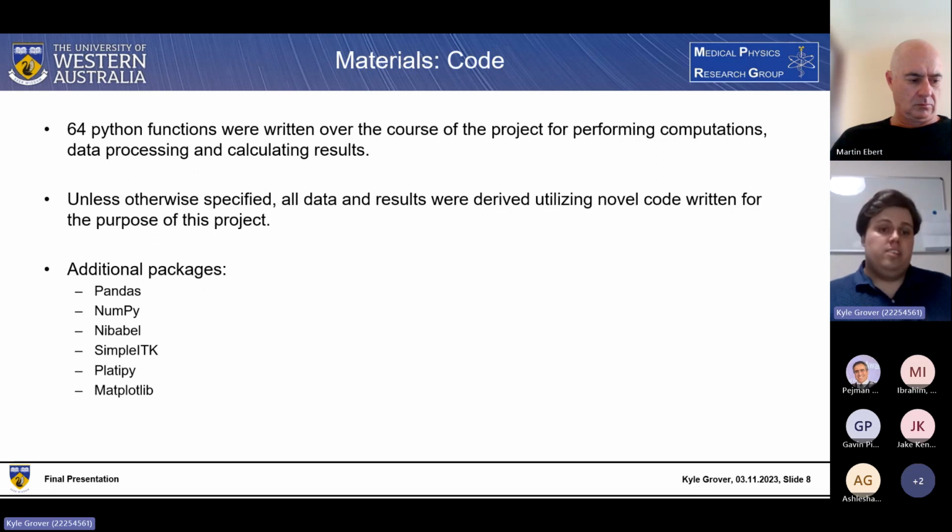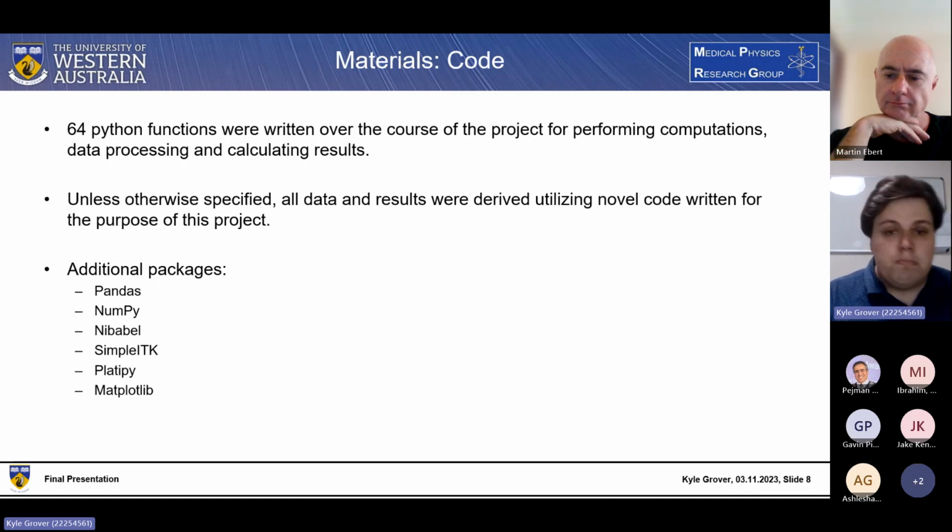In terms of the code that was produced for this, 64 Python functions were written over the course of this entire project and were used for performing computations, data processing, and calculating results, including the formulations that are developed over this. Unless otherwise specified, all data and results that are derived throughout this project were utilizing novel code that was written for the purpose of this project and is also adaptable for if anyone would look to further implement this or want to develop on it. It is all made available. In addition to the base Python toolkit, additional packages were included, including Pandas, NumPy, NiBabel, SimpleITK, and so on, just to build the toolkit that was used for this.